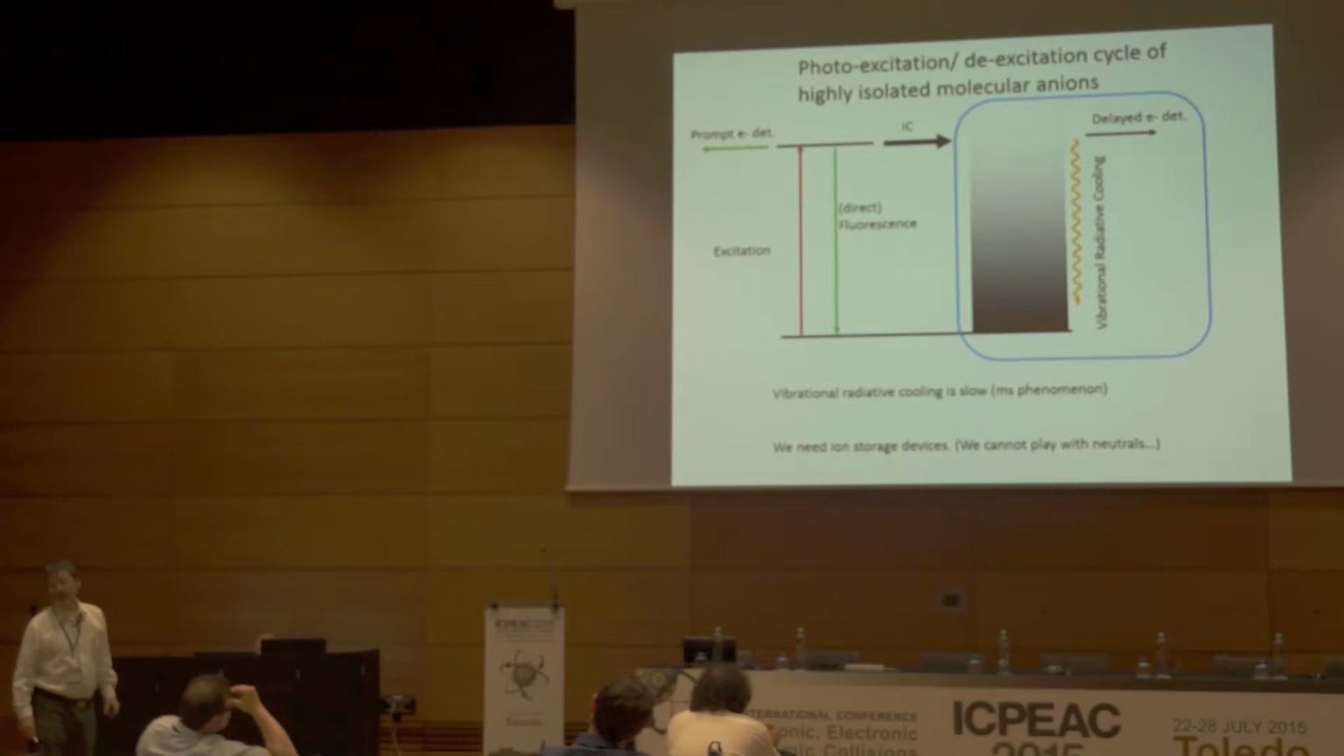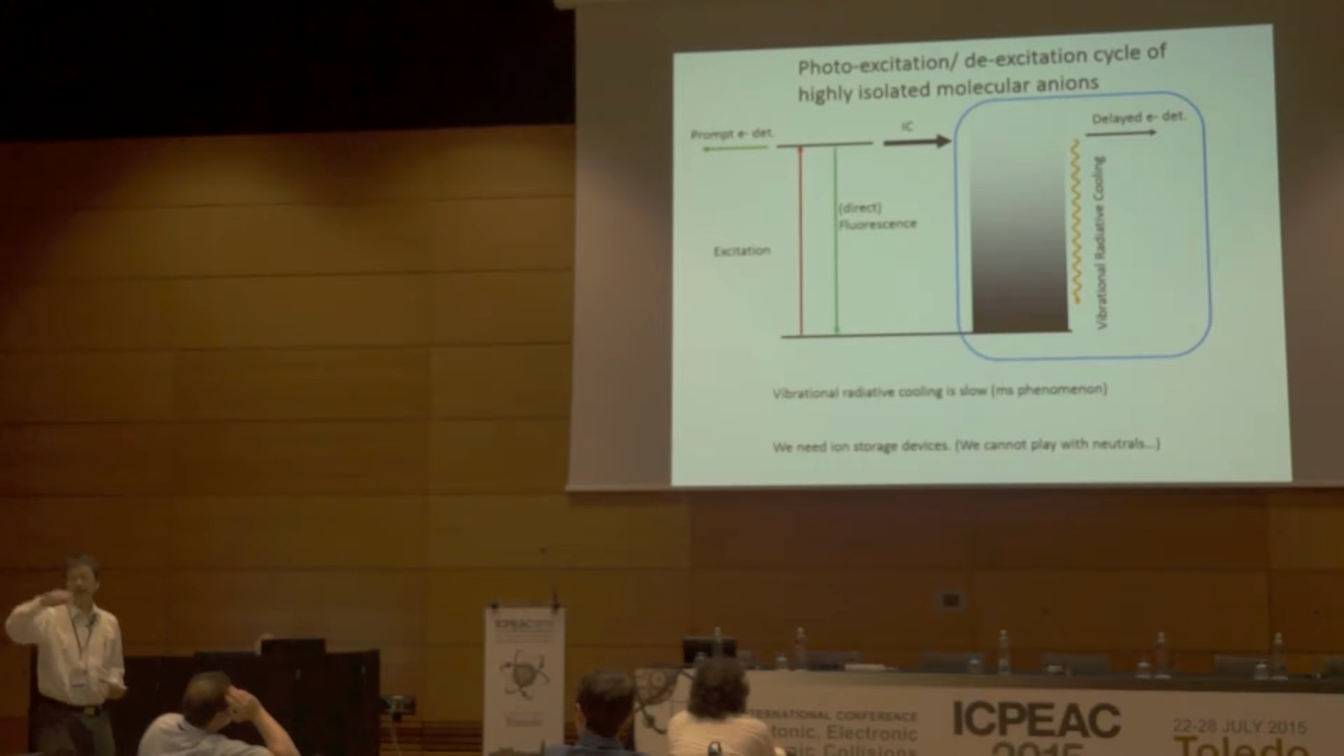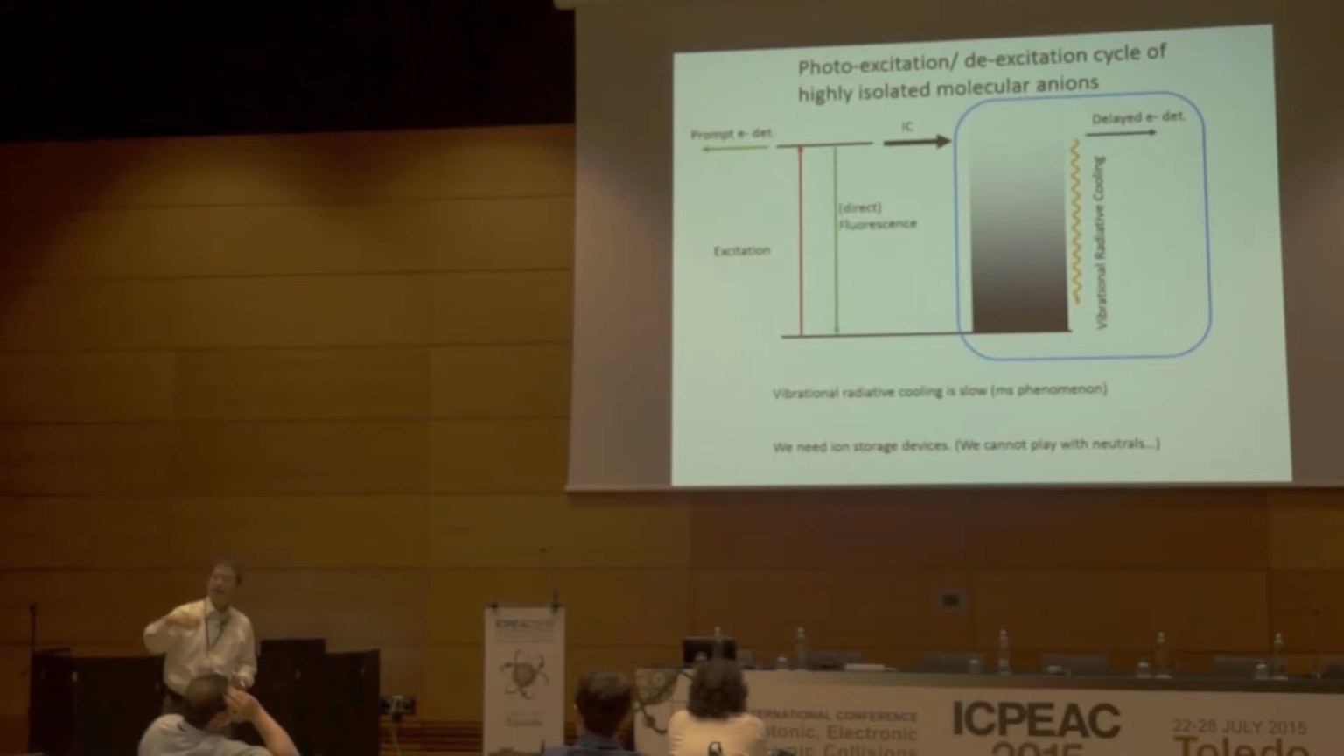This is a photoexcitation and de-excitation cycle for a highly isolated system. We can excite the anions with UV or visible photons to an electronic excited state, and sometimes it emits electrons, sometimes it emits photons. But for carbon clusters, the internal conversion is very fast, so the electronic energy is quickly converted to vibrational energy.